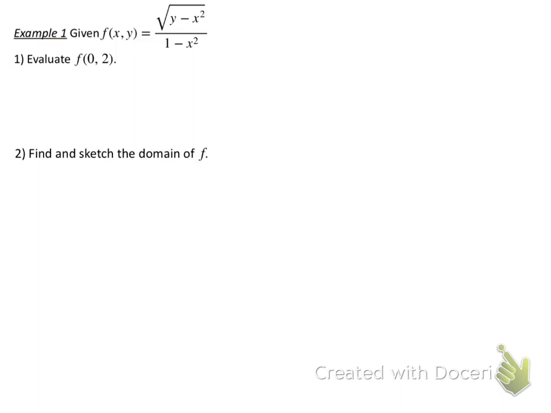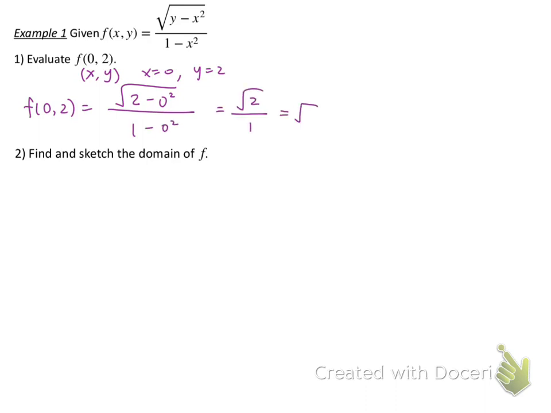For example, our f of x, y is the square root of y minus x squared, over 1 minus x squared. So this is a function of two variables x and y. If I want to evaluate f of 0, 2, that is x equals 0 and y equals 2, you plug them in at the same time. f of 0, 2 will be the square root of 2 over 1 minus 0, so you have square root of 2 over 1, which is square root of 2.